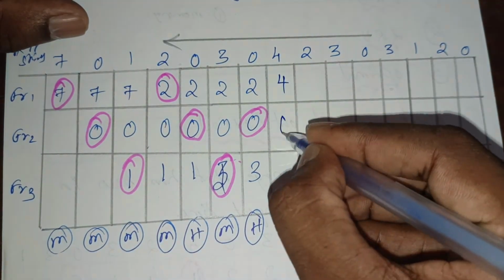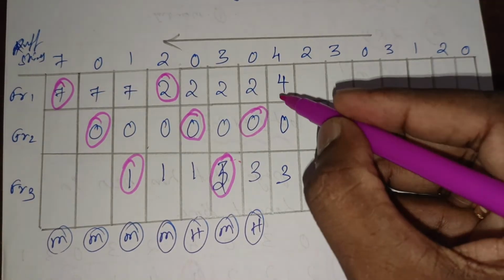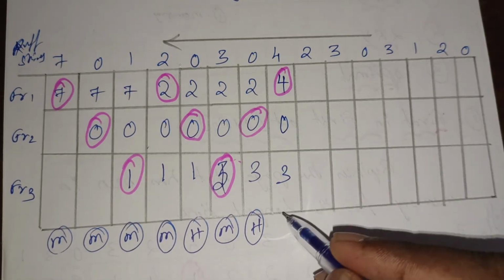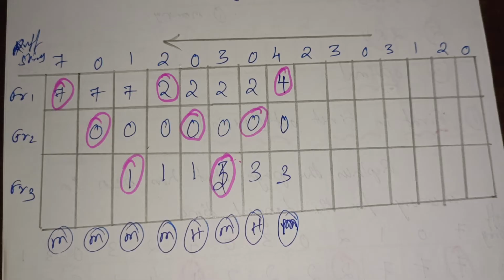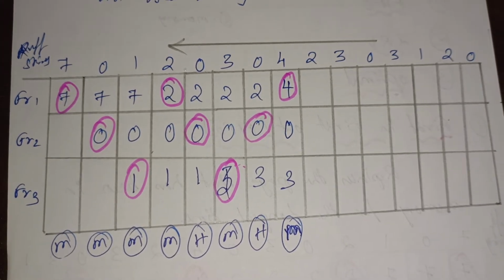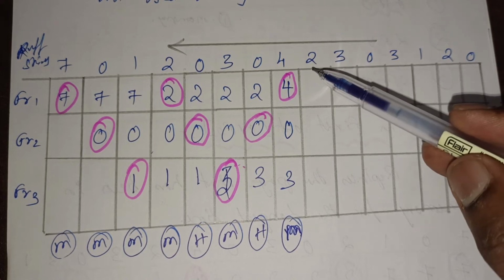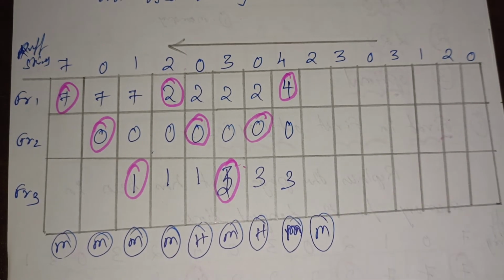So 4, 0, 3. Now I need to mention this 4 is used recently. So 4 is called here, 4 is not available, it is a miss. I hope you guys understand. Now let me take you to the next part, which is requested by the CPU is 2. So 2 is not available here, so definitely it is a miss.